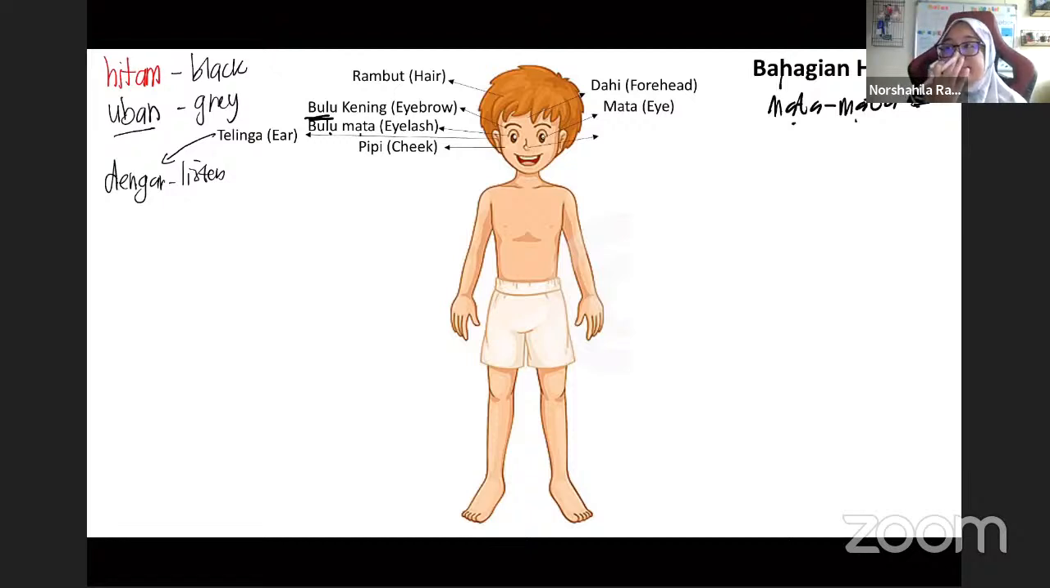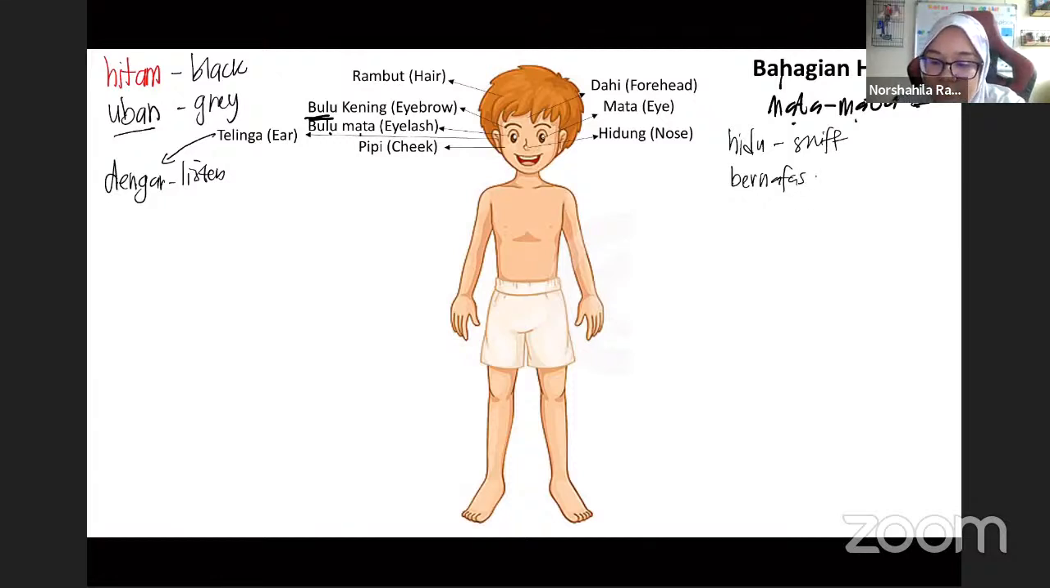Okay, next what do we have? This one. The function for this is to hidu. Hidu means you sniff. We call it hidung. You see here, hidu, hidung. Because the function is to sniff the smell, or to breathe. Bernafas is for breathing.